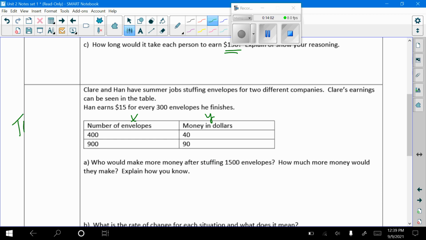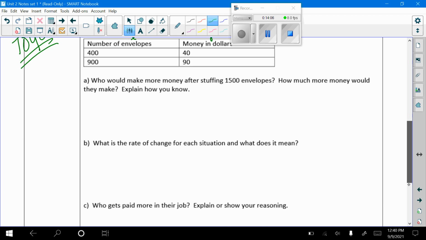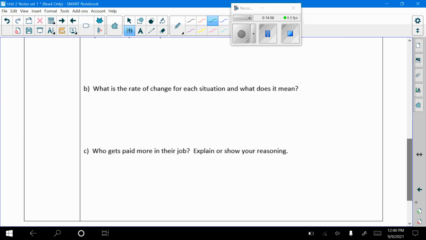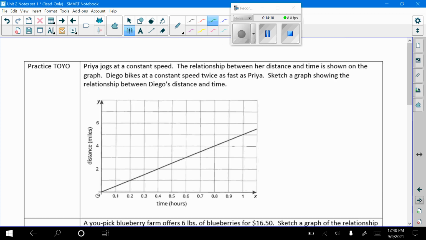This one is a try on your own. I want to see your thinking. I'll go over it in class, but I want to see your thinking. And then this again is a try on your own.